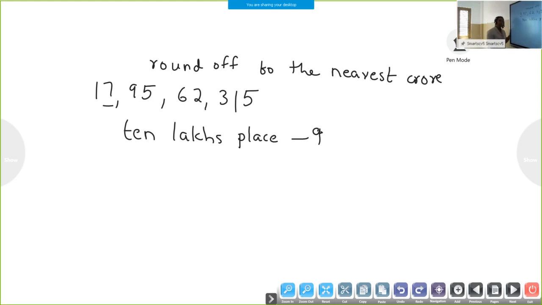Then what is the next rule? If 9 is greater than 5, that is 5 or more, same procedure. Then what do we have to do? You have to add 1 to the digit in the crore's place. So when you add 1 to the digit in the crore's place, it becomes 18.